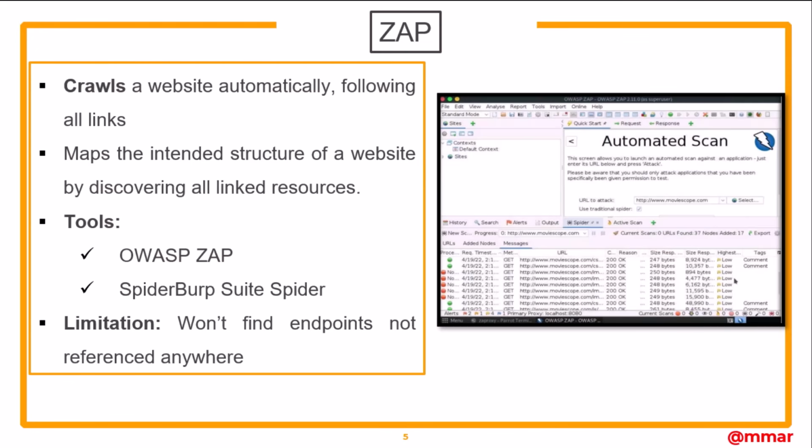But it's critical to understand the limitation. A spider can only find resources that are linked from somewhere else on the site. It will not find a truly orphaned file or a secret directory that has no inbound links. For that, we need other techniques.